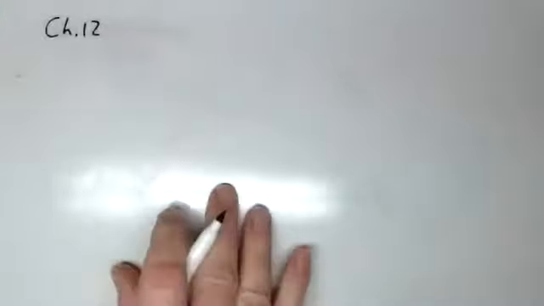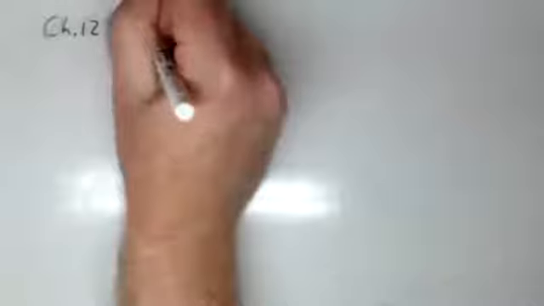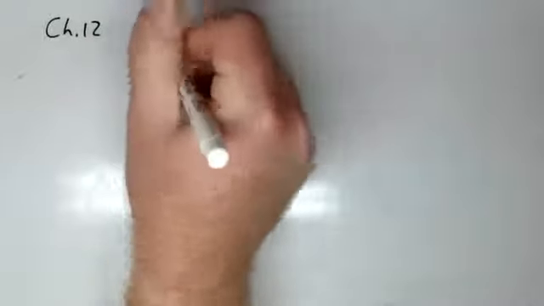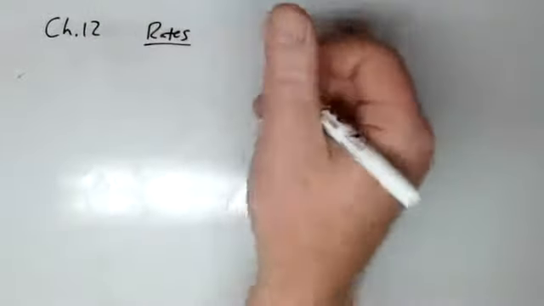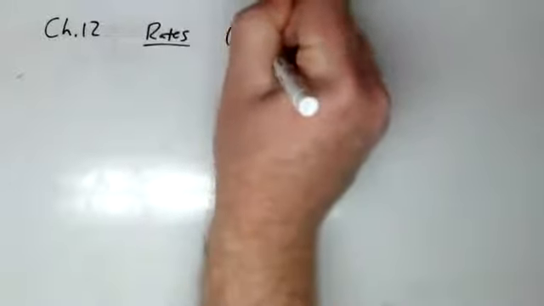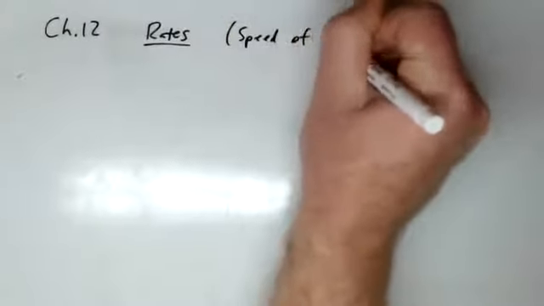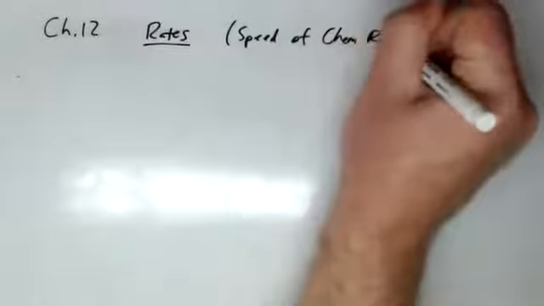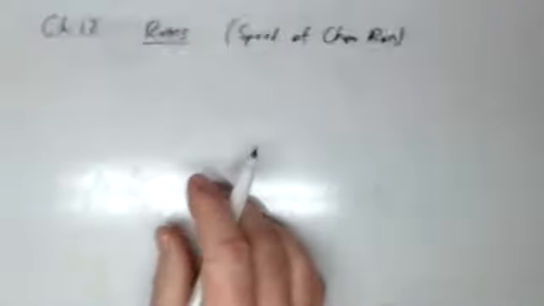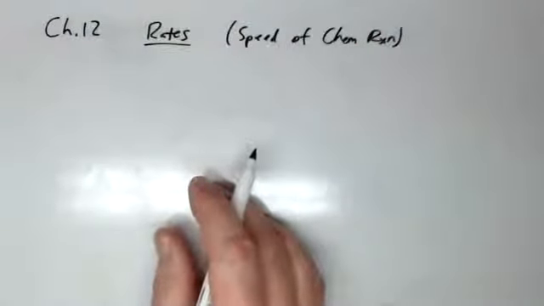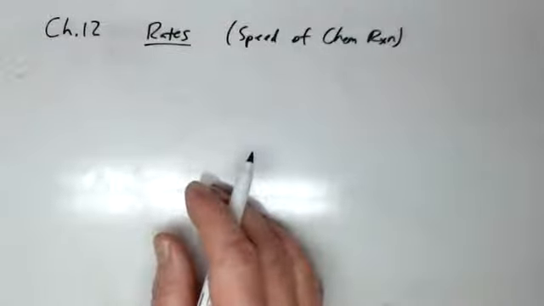So chapter 12 deals with rates. Now, what rates are is simply the speed of a chemical reaction. And that's something we have not talked about yet. So we've talked about how to balance chemical equations. We've talked about the energetics of chemical reactions. We've talked about a lot of different things, but we haven't talked about how fast chemical reactions actually occur. And that's a big deal.